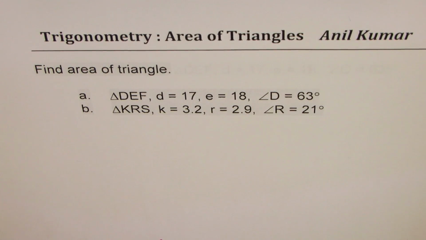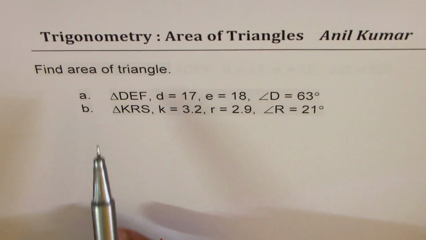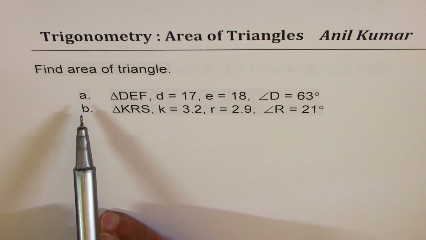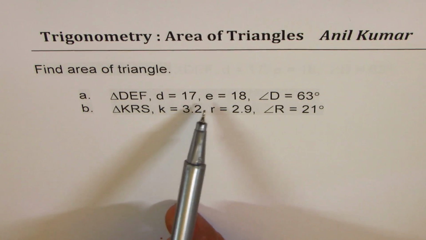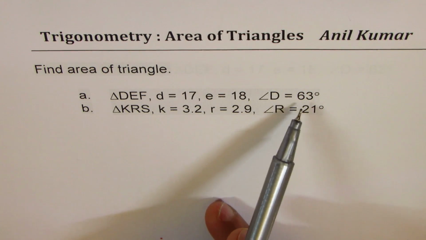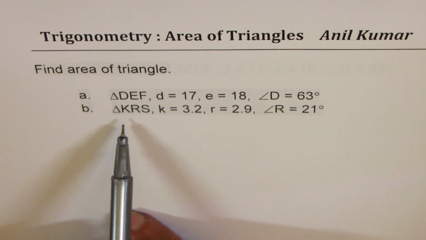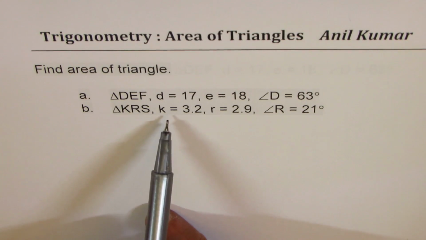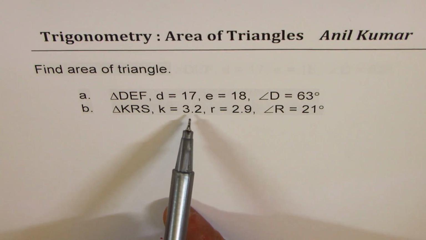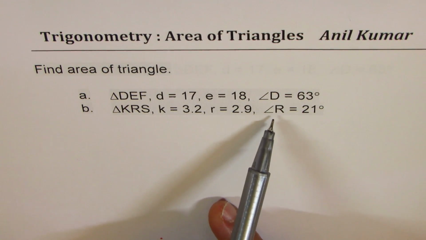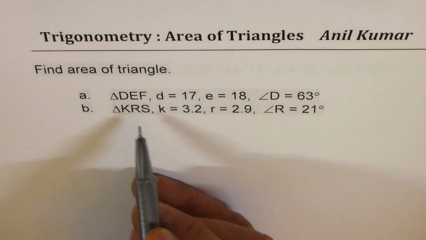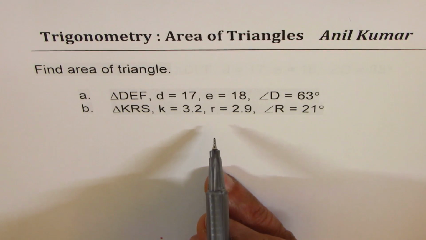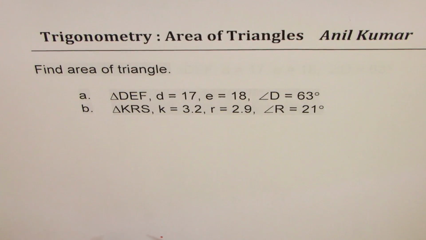I'll discuss how to find area of triangle when there is a possibility of having two triangles. Here are two examples. Find area of triangle for A, triangle DEF, where D equals 17, E equals 18, and angle D equals 63 degrees. Another triangle is KRS, where side lengths K and R are given as 3.2 and 2.9. Angle R is 2.1 degrees. Let me first discuss how to solve such problems. Then you can copy solve questions and thereafter look into my solutions.